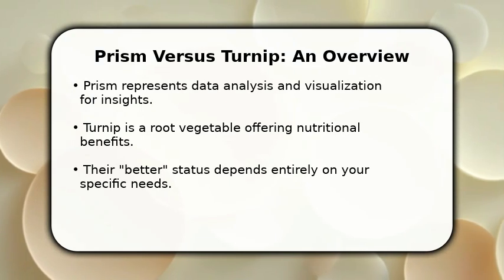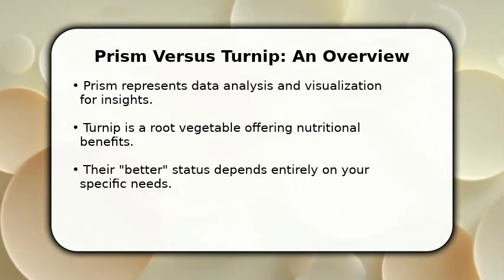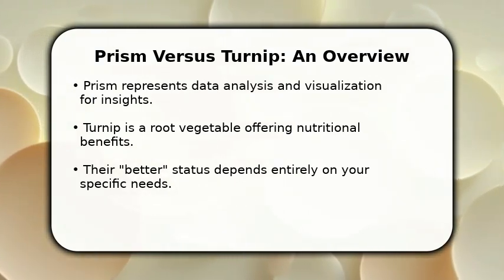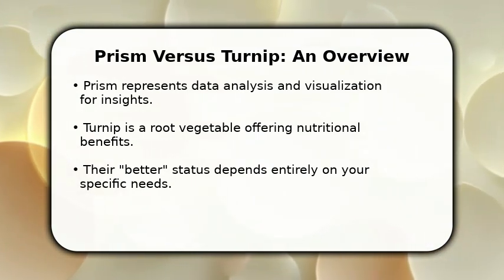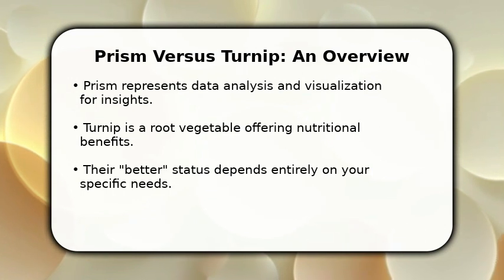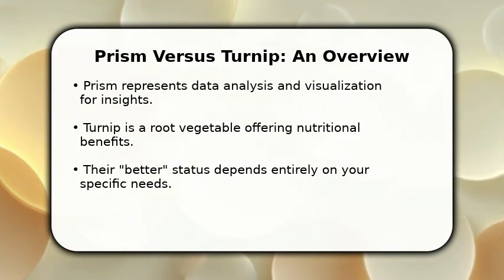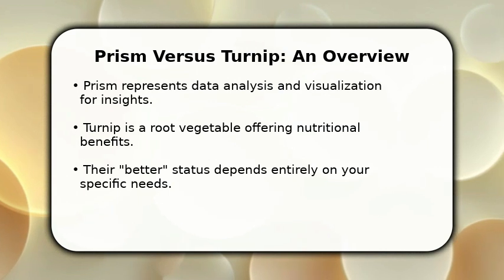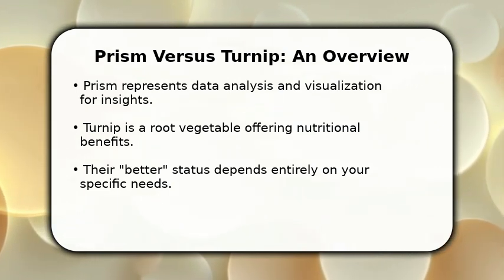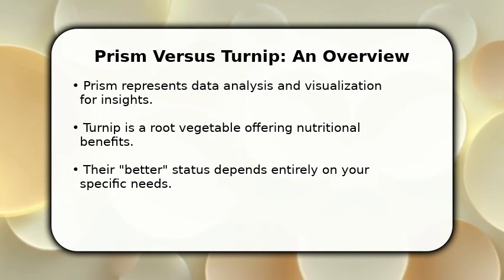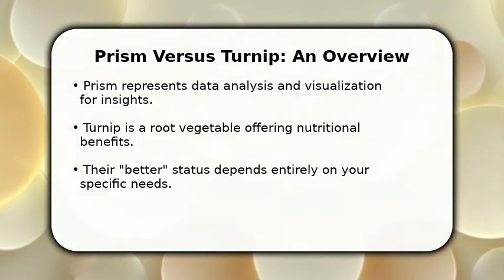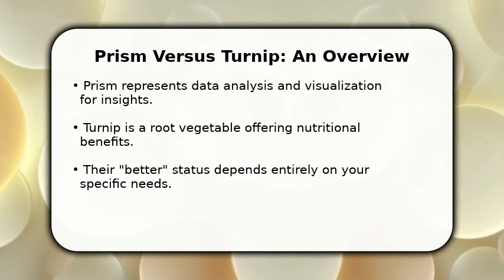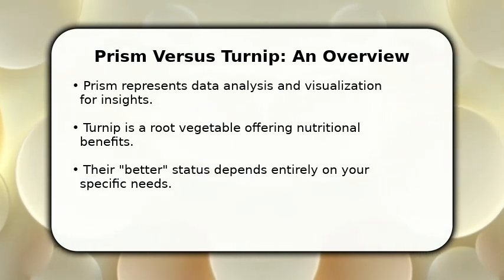In this video, I will compare Prism versus Turnip. We'll explore the distinct roles these two very different items play. Prism, in a conceptual sense, helps us understand complex information through data analysis and visualization. On the other hand, the turnip is a humble root vegetable, providing essential nutrients and culinary versatility. Deciding which is better truly depends on your objective, whether it's gaining insights or nourishing your body.